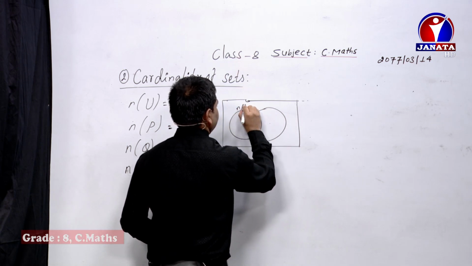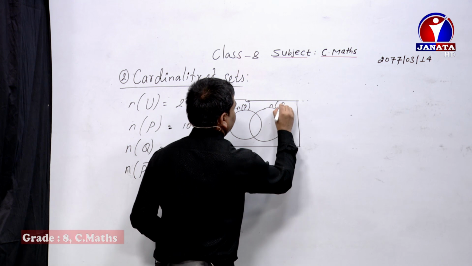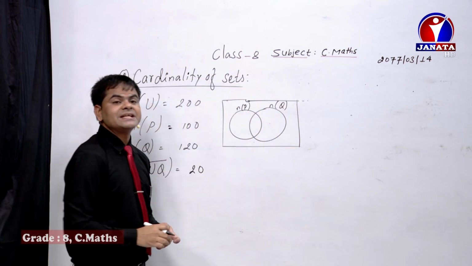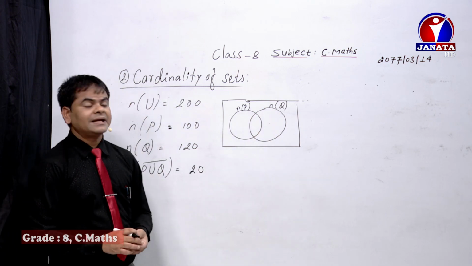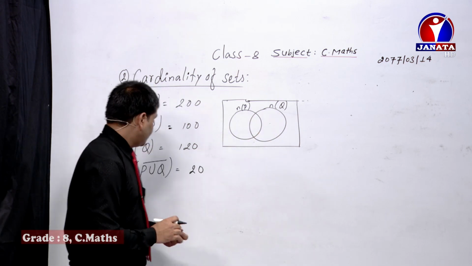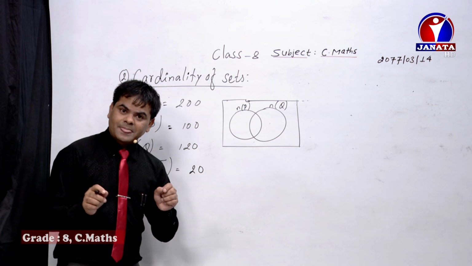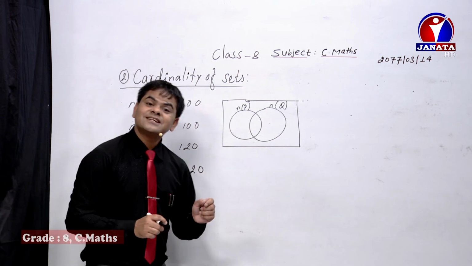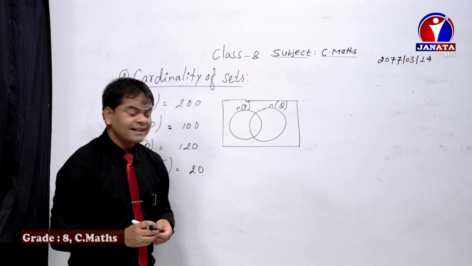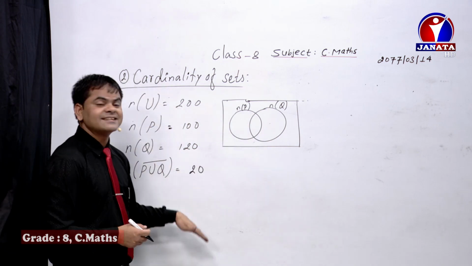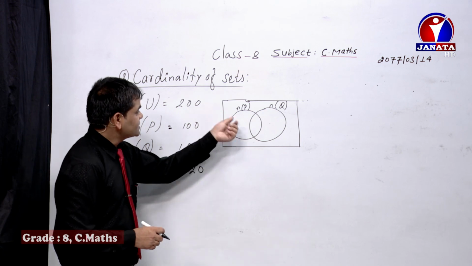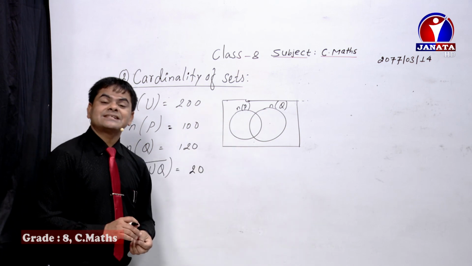So n(P) and n(Q). n(P) represents the number of elements contained in the P set, and n(Q) represents the number of elements contained in the Q set. So dear students, at the very beginning I told you we need to keep the elements contained in the intersected part. But if you see this information, is there an intersected value, P intersection Q? No. At that time we need to suppose.